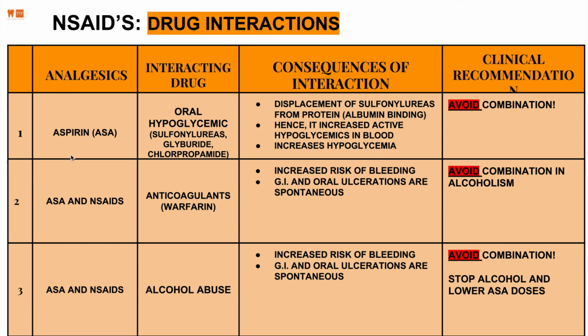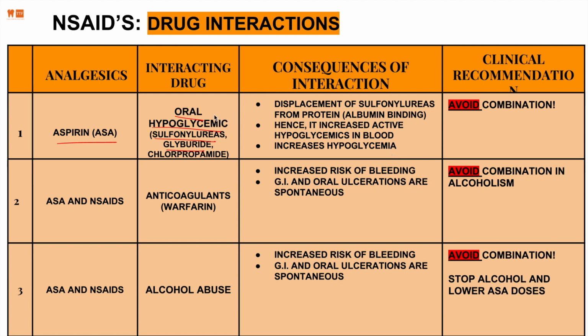But just as an overview, when aspirin is taken with oral hypoglycemics such as sulfonylureas and glyburide and so on and so forth, what happens? What is the consequence of interaction? Well, displacement of sulfonylureas from protein, which is the albumin binding. Hence, it increases the active hypoglycemics in the blood, increases the hypoglycemia. What does all that mean?